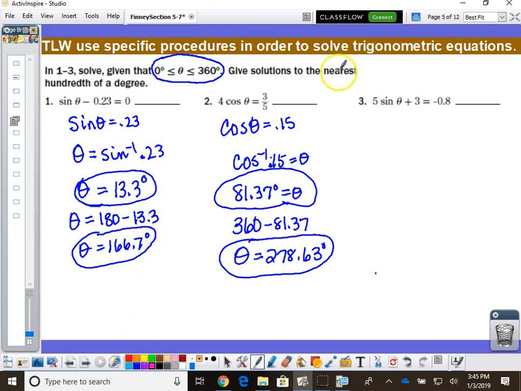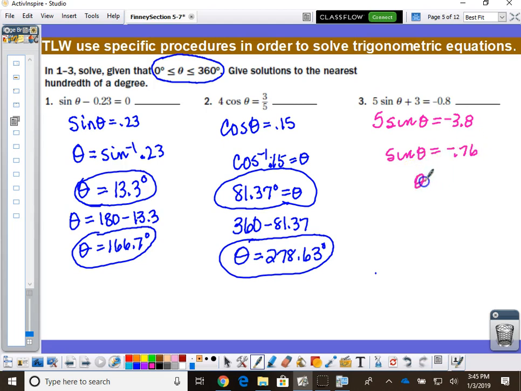Next one, let's try that one. I'm just going to switch my color. I'm tired of blue. Subtract 3 from both sides. So 5 sine theta equals negative 3.8. Divide by 5. So the sine of theta is negative 0.76.